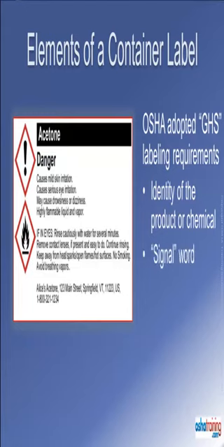Next is a signal word. There are only two that are used in this system, either the word danger, which indicates a relatively severe or immediate hazard, or warning, which indicates a less severe, but still potentially harmful, level of hazard.